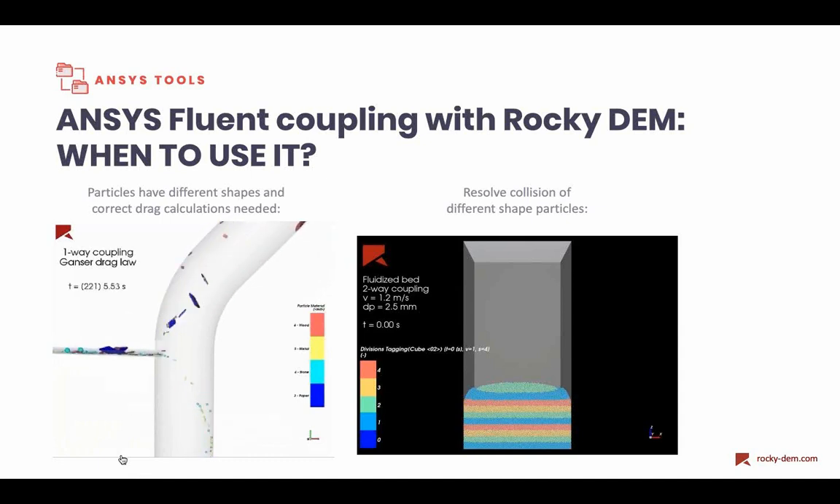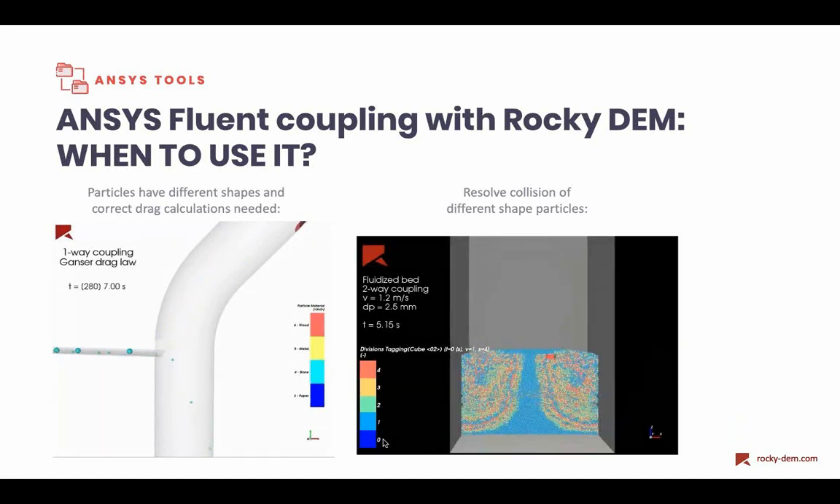And of course, I don't need to tell you that Rocky has shapes, and our coupling with Fluent has drag laws that take the shapes into account. So we're not only doing the coupling assuming that all particles from the fluid flow perspective are spherical ones. You have different drag laws that can take shapes into account. And if the number of particles moving up with the mass flow goes up and the particle concentration goes up, you need to have two-way coupling.